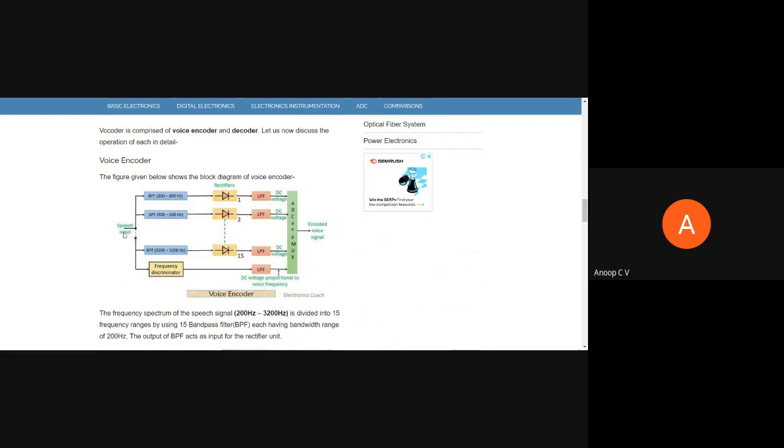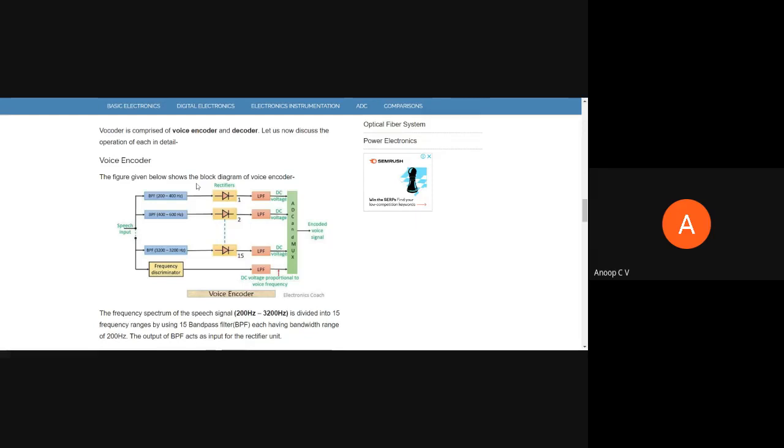The speech input is passed through band pass filters of these bands: band 1, band 2, band 3. These band pass filters allow only those frequencies. Then it is passed through a rectifier followed by a low pass filter. What the rectifier does is, we need to convert this continuous signal into a digital level. Suppose this is a noise-like signal, as you have seen in representations of speech signals.